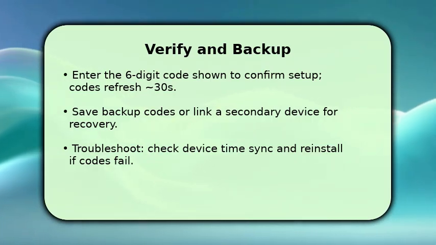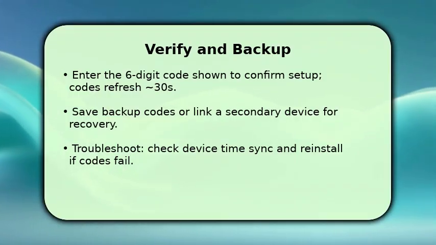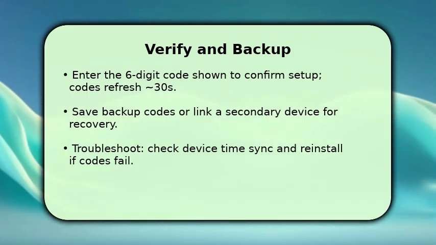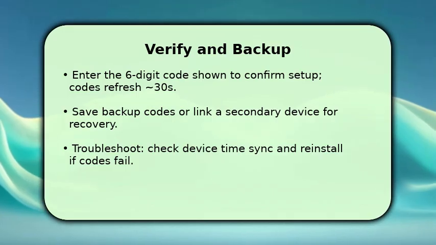If something goes wrong, check your phone's time synchronization. Authenticator codes depend on accurate time, so enable automatic network time. If issues persist, revoke and recreate the key or reinstall the app. Then repeat the QR or manual key step.